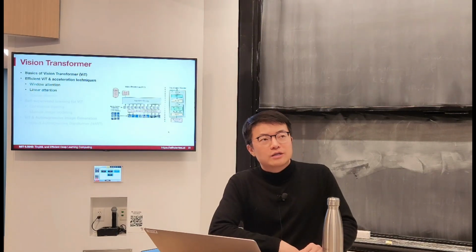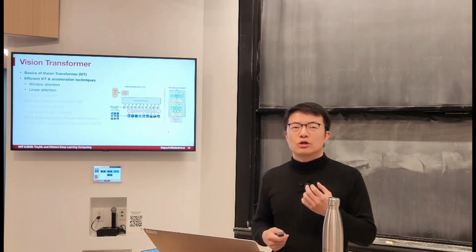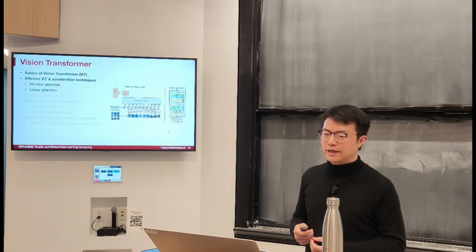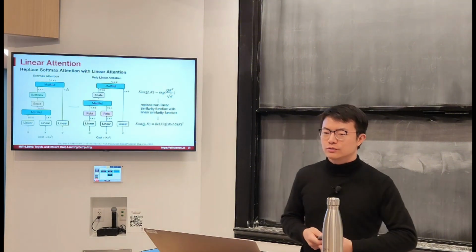Since the attention mechanism has O(n^2) complexity, a natural optimization is: can we simplify that to linear complexity? So they use linear attention. Let's switch here to linear attention.